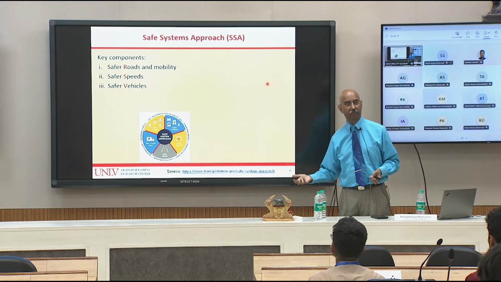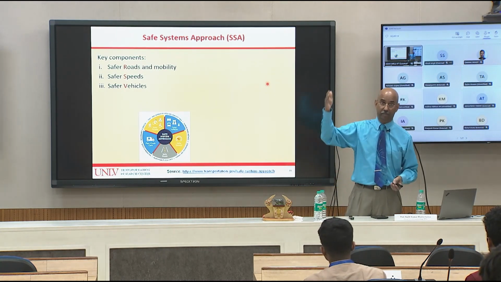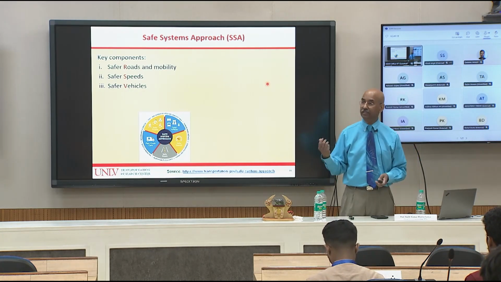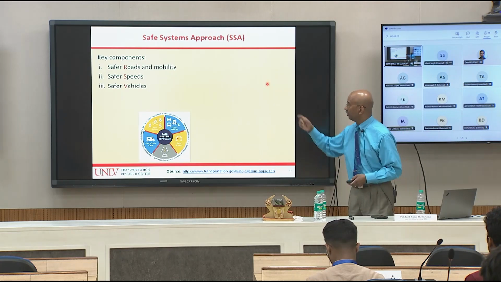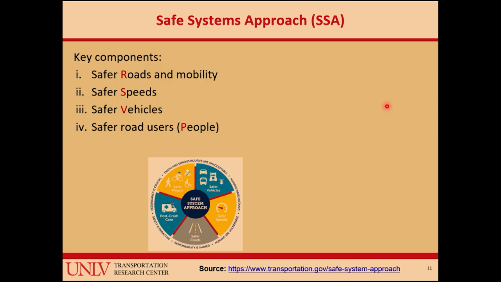So what kind of safety devices: airbags, curtain airbags, seat belts, different types of seat belts, so on. Car seats. So the third one is safer vehicles. Fourth one is safer road users. And the fifth is post-crash care. And I put these letters in red because it helps me remember RSVP.